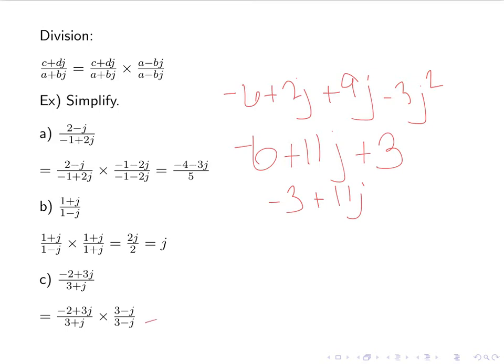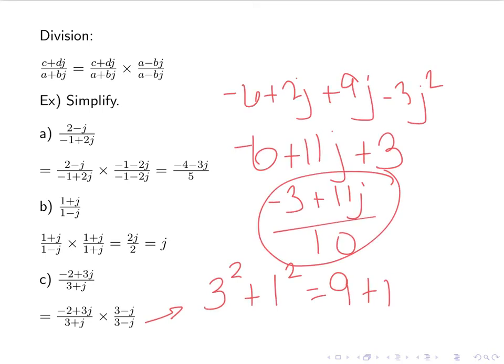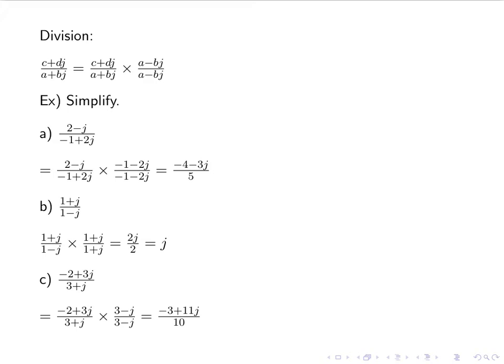My denominator is a squared plus b squared. So my denominator is 10. So I have negative 3 plus 11j over 10. I can't simplify that any further, so it just is what it is.